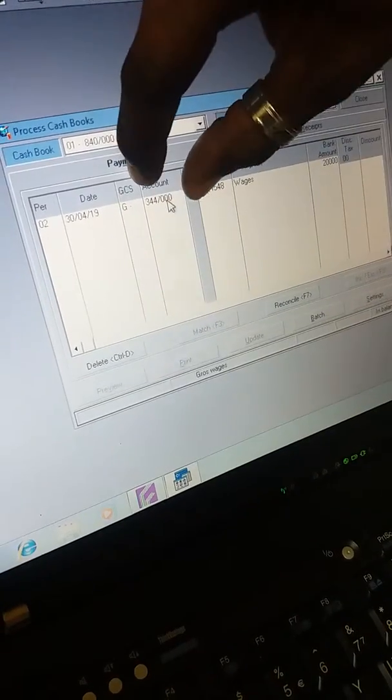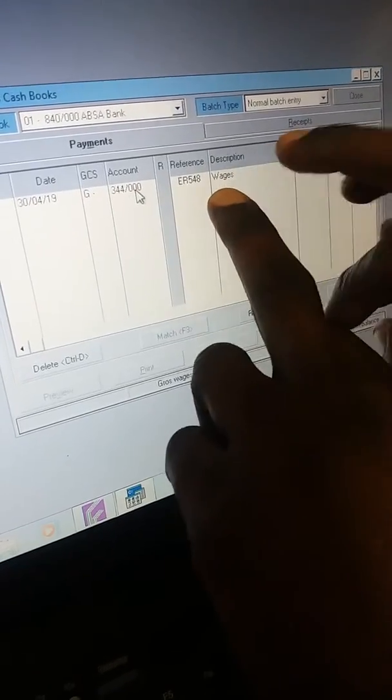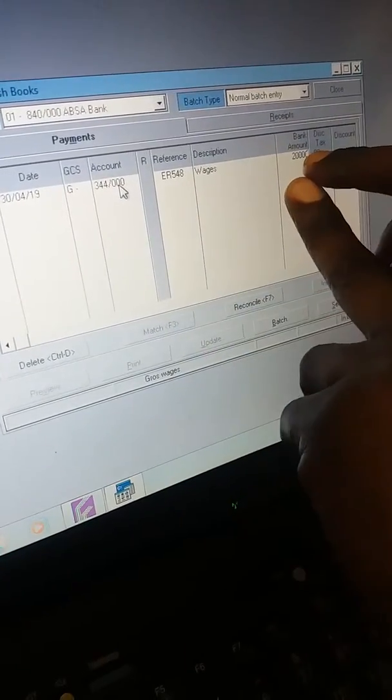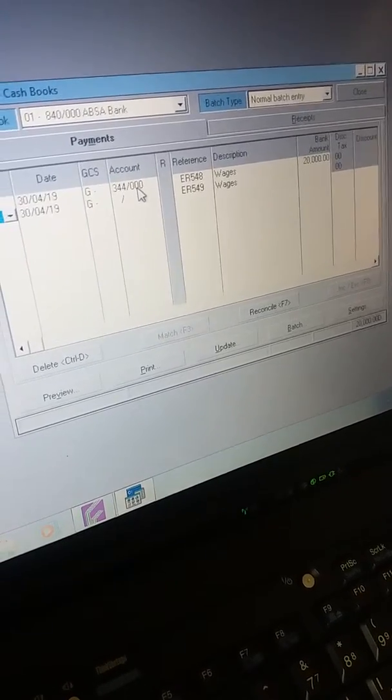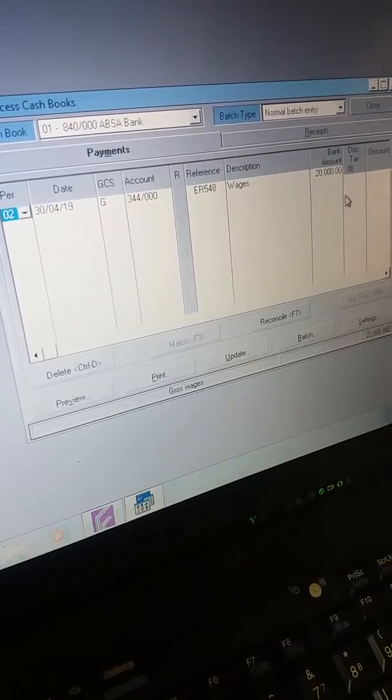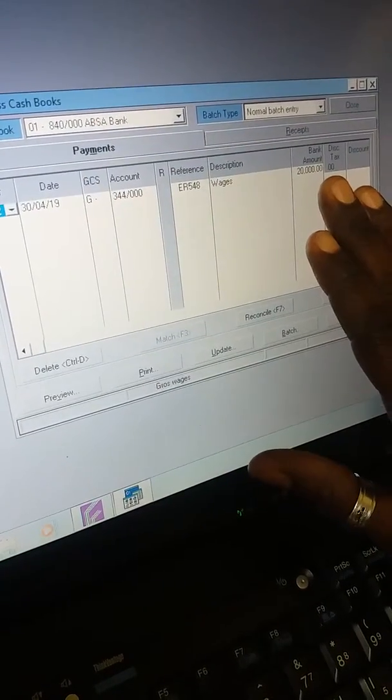So we choose the period, the date, and the account. What is the account here? The account is the salaries, the cost of salaries. The owner of the company is paying the workers. We tap the reference, for the description we tap wages, and here we put the amount, and then we finish. So now we finish with the cash book.